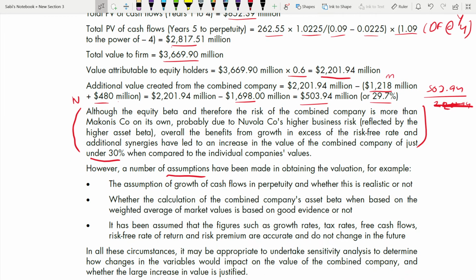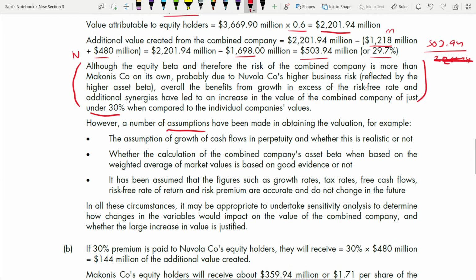So now, what are the assumptions? However, a number of assumptions have been made in obtaining the valuation. For example, what are those assumptions? There are three assumptions, three bullet points. Assumption of growth of cash flow as perpetuity and whether this is realistic or not. Yes. Number one is about the perpetuity, that growth of 2.25%. You have to question whether that growth rate is realistic or not.